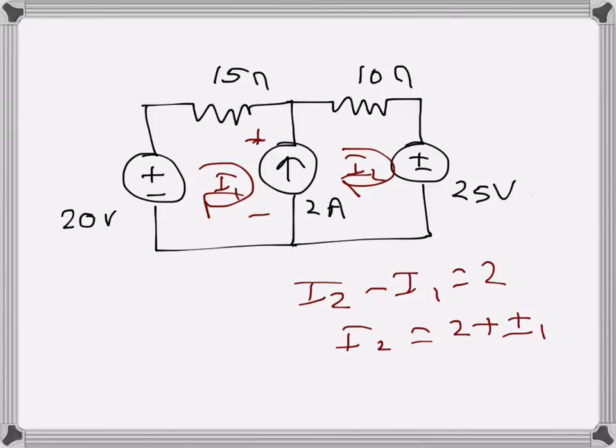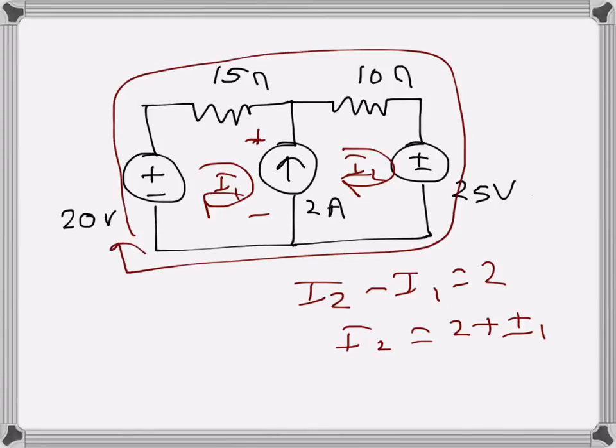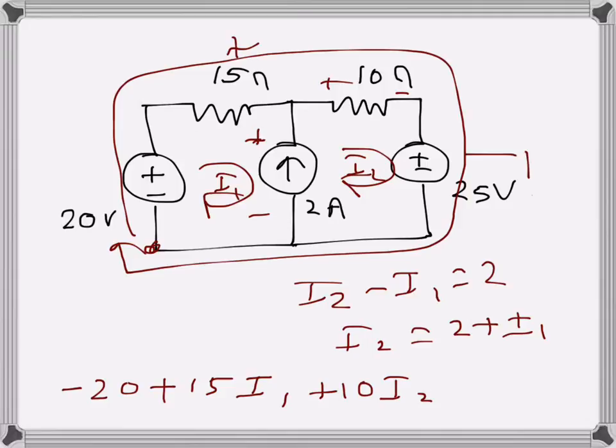And then when we write the mesh equation, since we do not know the voltage drop across the current source, we will take this outside loop, this big one, and we will write the equation. So if I write the equation from here, going in the clockwise direction, 20 volts is a rise, let's write it as a negative, then 15 I1, this drop, then we will have this drop which will be plus 10 I2, and this 25 volts will be a drop as well since we are going in that direction, so that 25, that is 0.